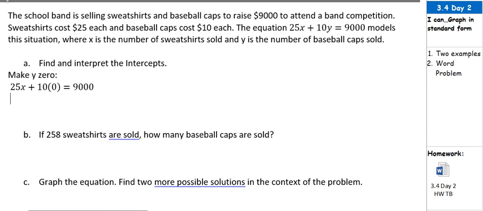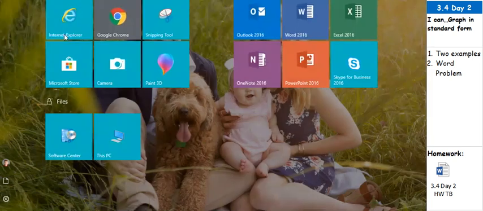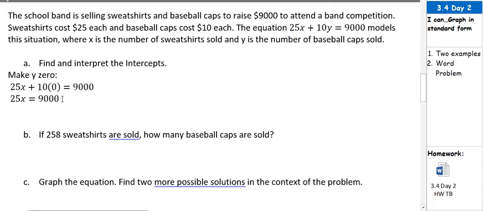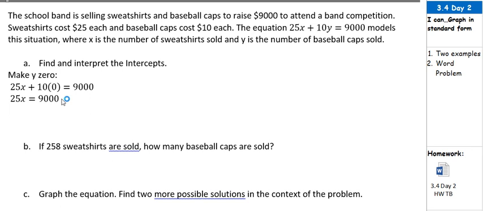Then I know that 10 times 0 is 0, so I'm left with 25x equals 9,000. Then I use my handy dandy calculator to figure out exactly what is 9,000 divided by 25. And I get 360. So it tells me that x equals 360. Remember, we can write this as an ordered pair, an x and a y.